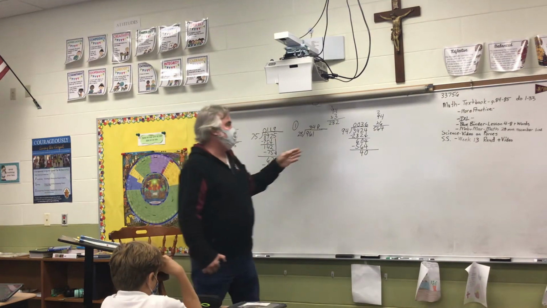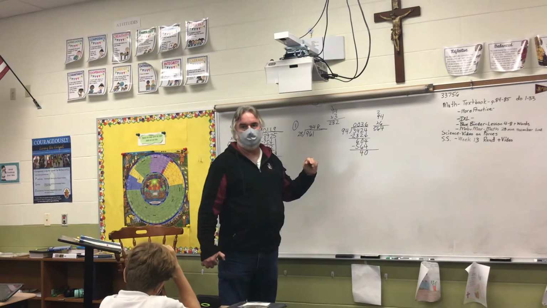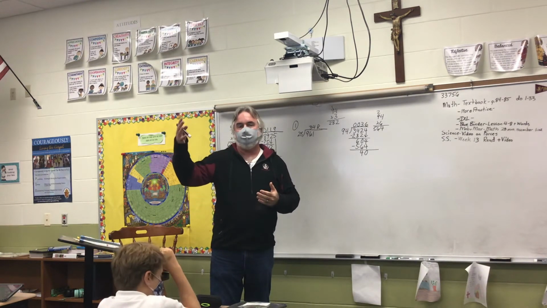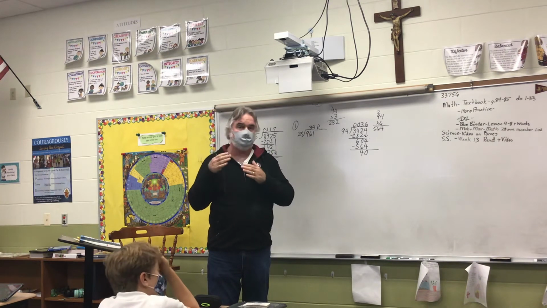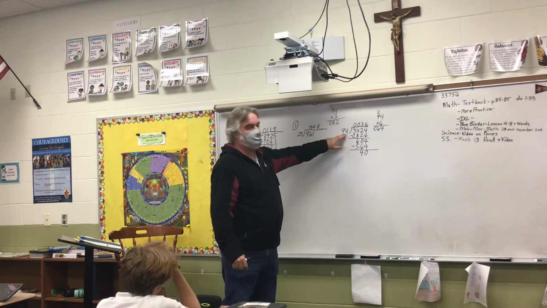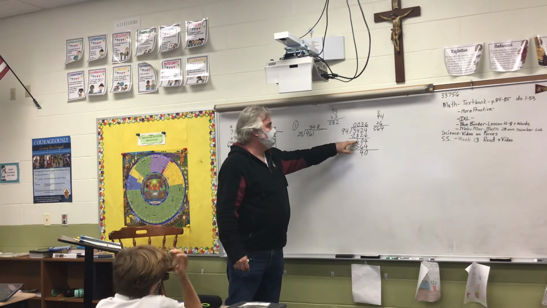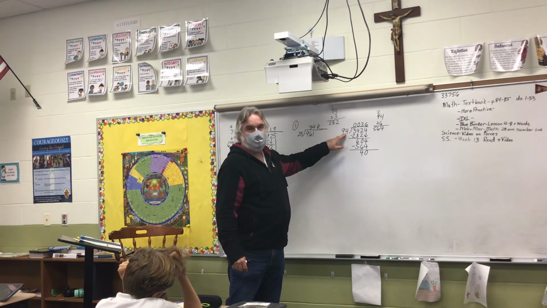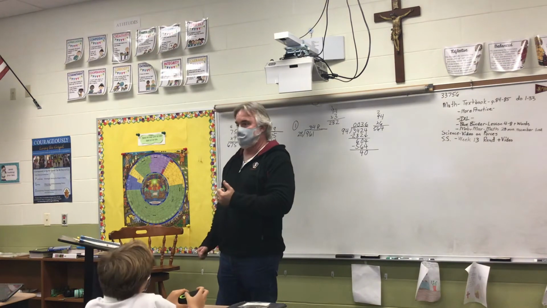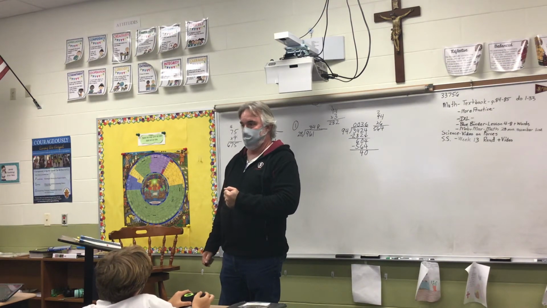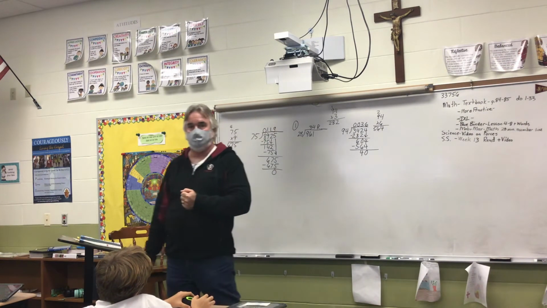So if you had 3 times it might be 4 or 5. You have to get it as close as you can, but it has to be less. Your answer, when you subtract, has to be less than the 94. It has to be less than whatever your divisor is. Okay? Does everyone understand that?